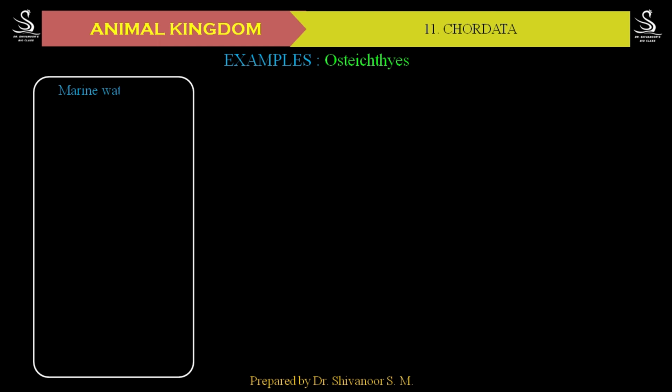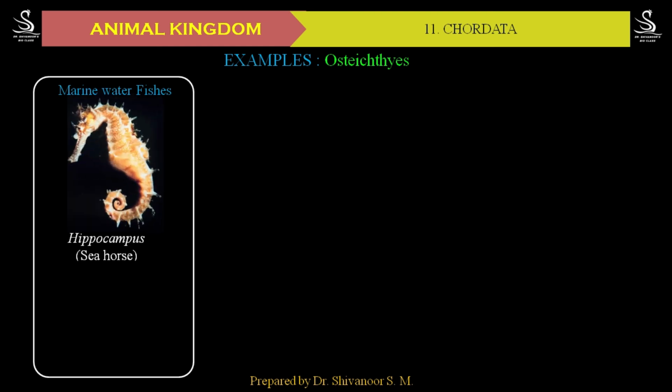Now we'll understand some examples for Osteichthyes fishes. In Osteichthyes, I told you some of them are marine, some of them are freshwater. So first we'll understand the marine water fishes. Some examples: one is Hippocampus. It is commonly called a seahorse because its face appears like a horse. Students, this particular animal has a very interesting characteristic.